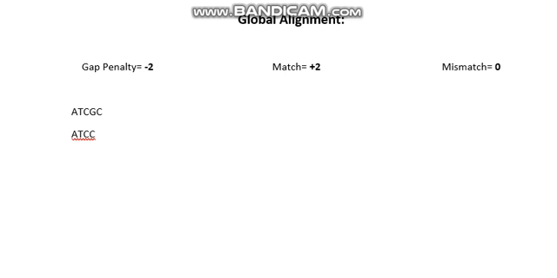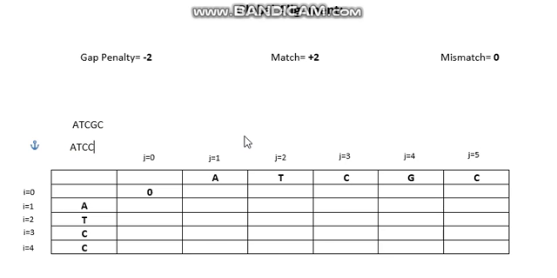To begin now, I'll first draw a matrix like this. Basically, we get a matrix of this sort. I've put each term or each base of the first sequence at the top of each column, and I've done the same for the other sequence, but in the rows.